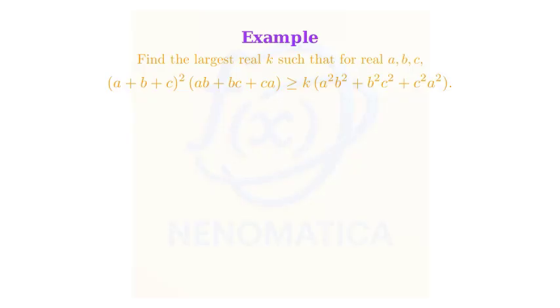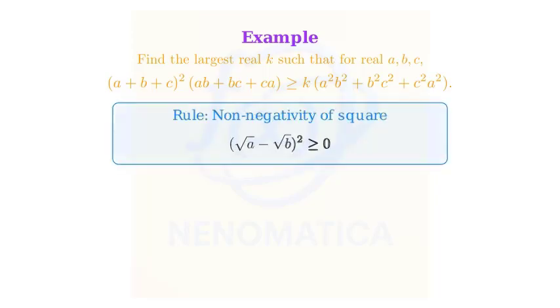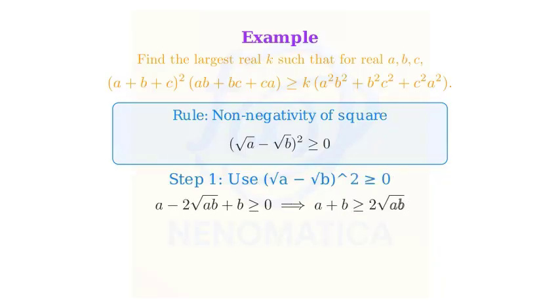Step 1. Use the non-negativity of a square. The square root of a minus the square root of b, all squared, is greater than or equal to 0. Expanding, a minus 2 times the square root of ab plus b is greater than or equal to 0, which implies a plus b is greater than or equal to 2 times the square root of ab.